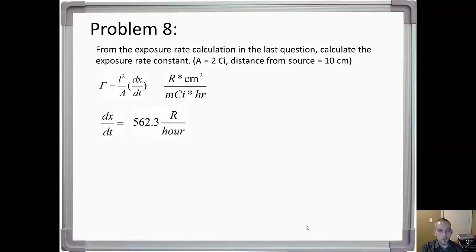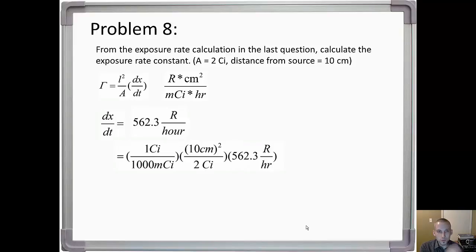So here was our answer, 562.3 Rankins per hour. And then let's just do our calculation. But we do have to convert curie to millicurie. So there's our conversion. 1 curie is 1,000 millicurie. And then we just multiply it out. We get 20.12 Rankins per centimeter squared per millicurie per hour. We could have also calculated it with the other units. It doesn't matter. For our question, we decided to go with these ones.